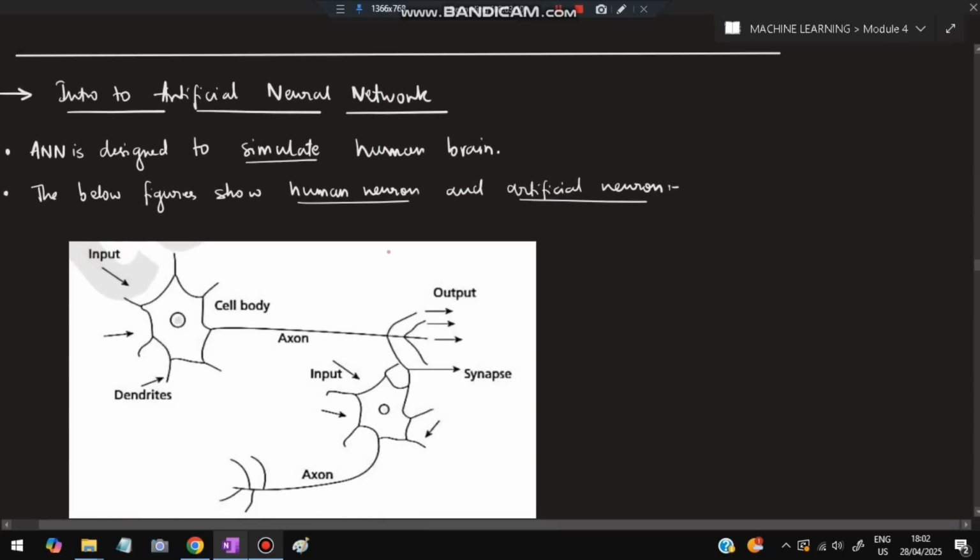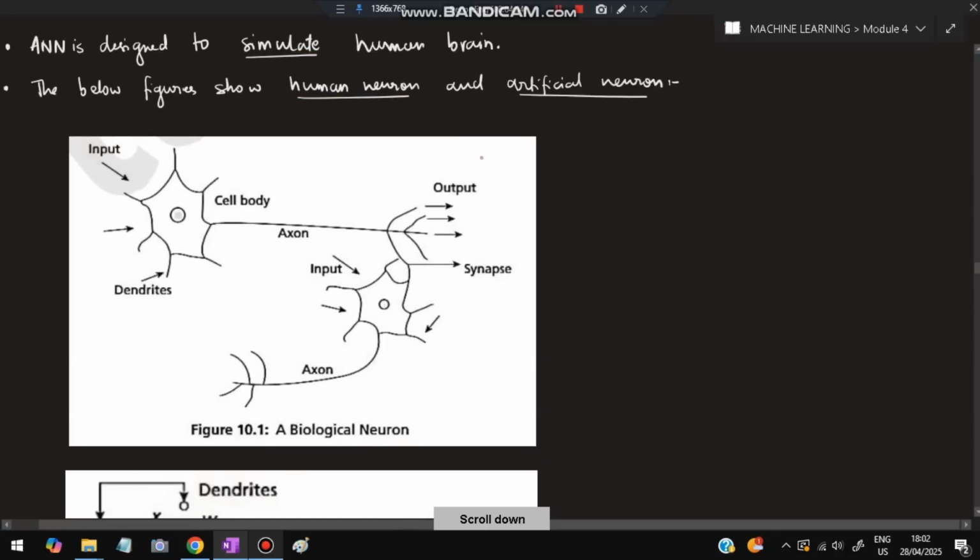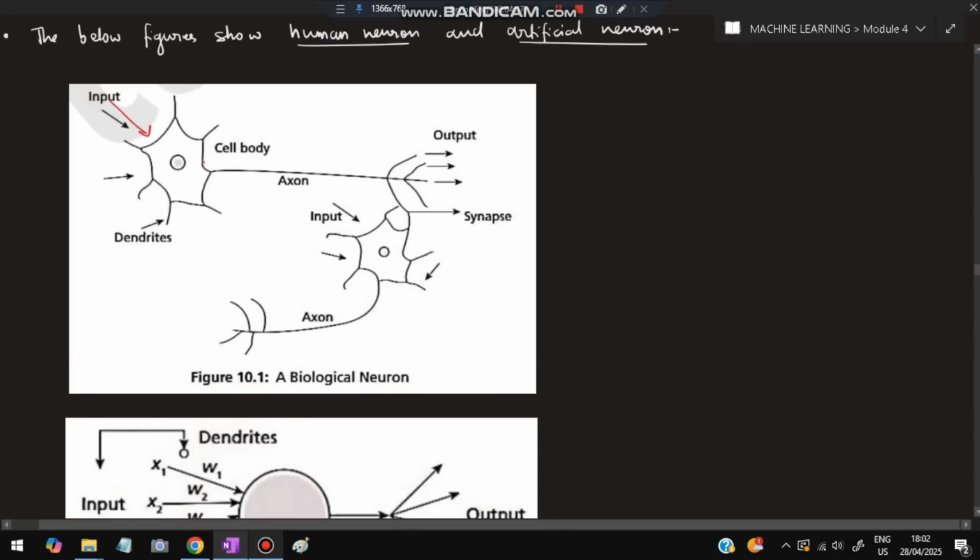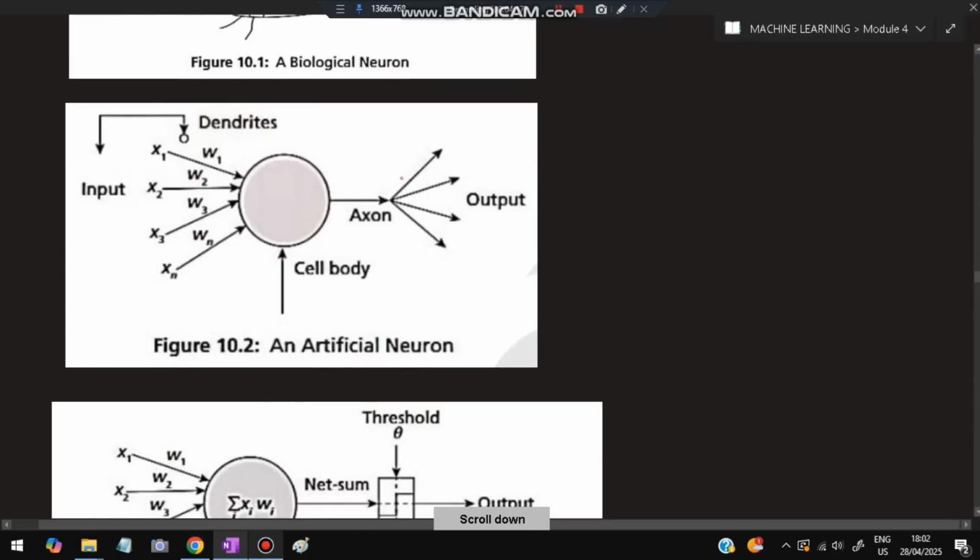Next, the second half of the module is related to the artificial neural network. ANN is the short form of artificial neural network. It is designed to simulate the human brain: like how we think, we are trying to make the computer think. The figure below shows the human neuron and the artificial neuron. In the human neuron, the input comes in, the dendrites collect that input and give it to the cell body, the axon provides the values to be calculated, and the output comes out here. That is a biological neuron, and the same thing is designed in the artificial neuron as well.